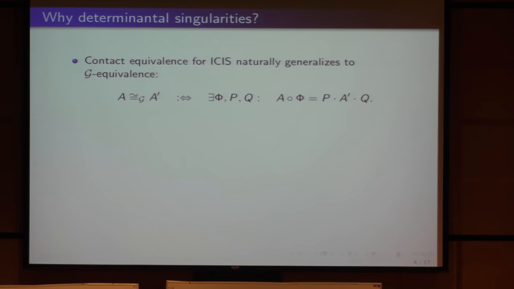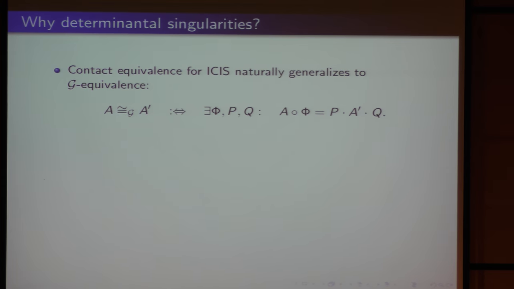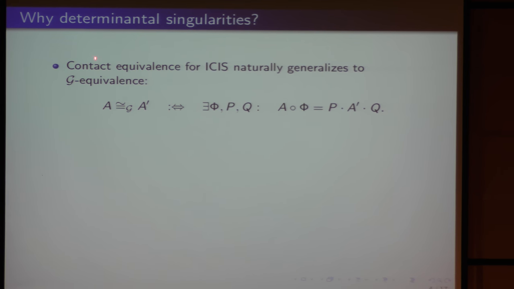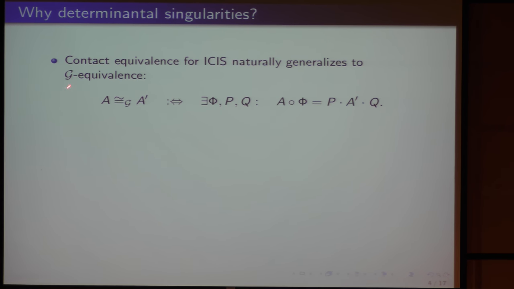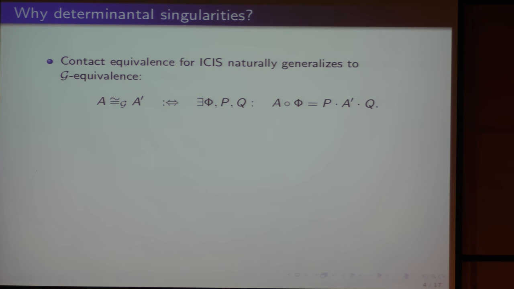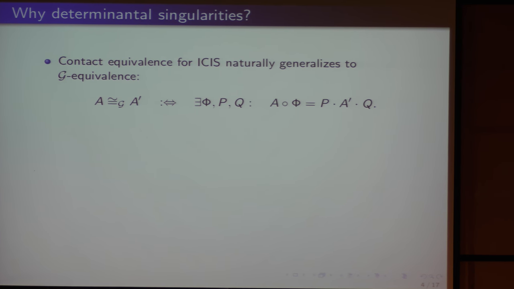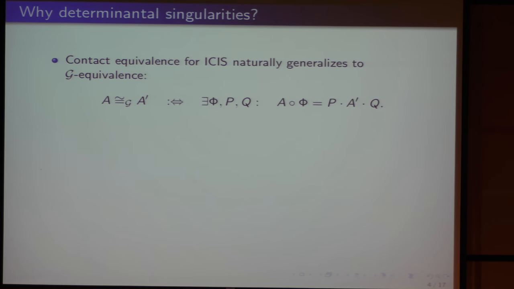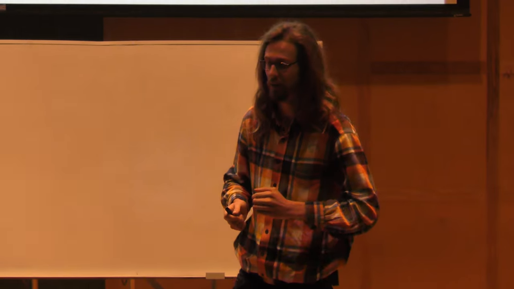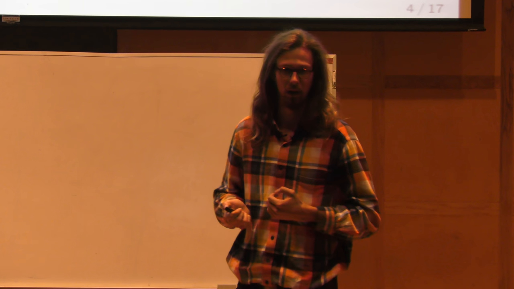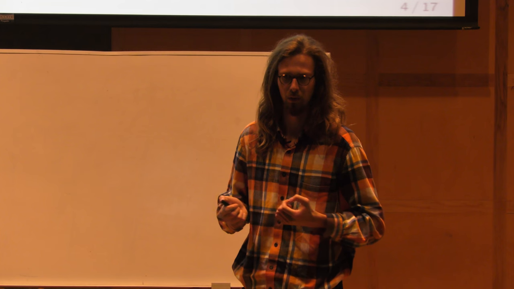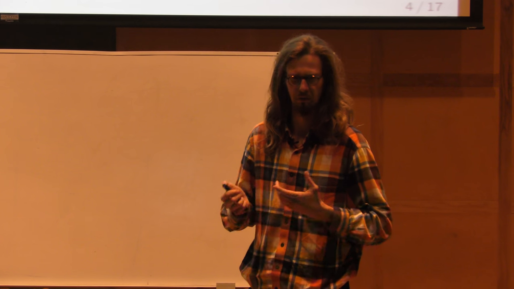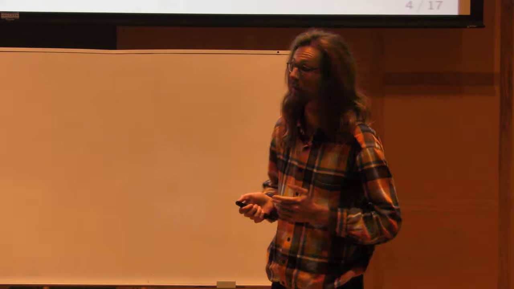And when you do this, then the contact equivalence for ICIS naturally generalizes to the so-called G equivalence. This is very similar to what we saw two talks ago. G equivalence is maybe not the same G equivalence. It's not the same that appeared there. The term is coined by, I think, my supervisor, Anne Frühbis-Krüger, who named this group G.